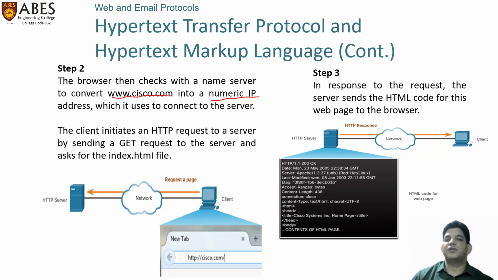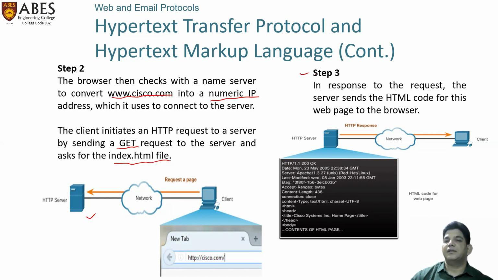by using the GET method. The GET method means you want to get an object from the website. So it requests the server and asks for the object name, that is the index.html file. This is how the HTTP client can request a page from the server.